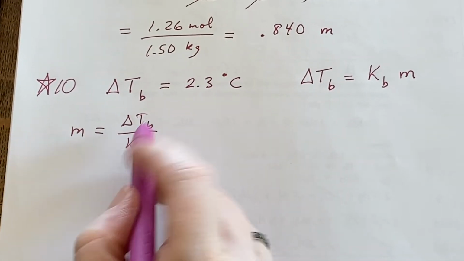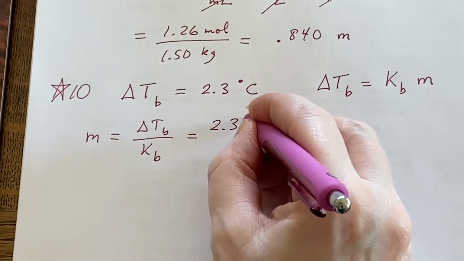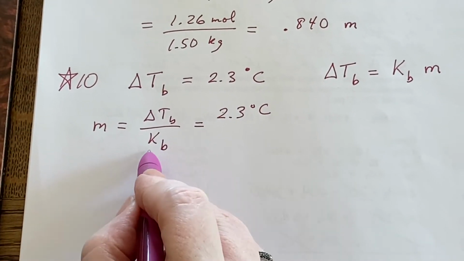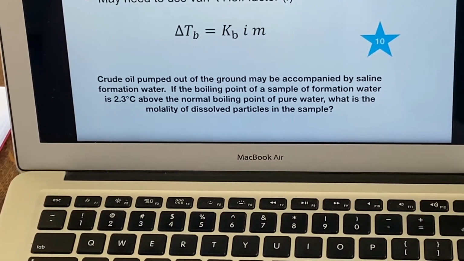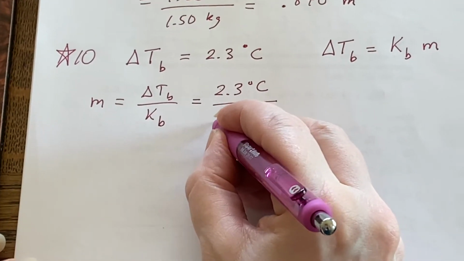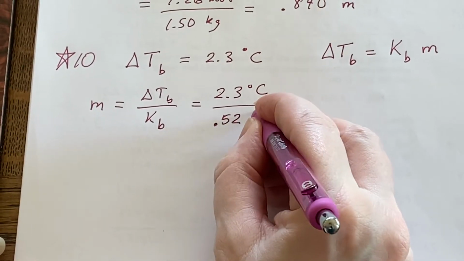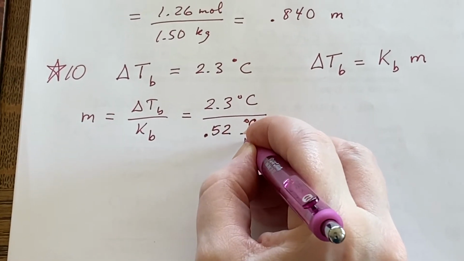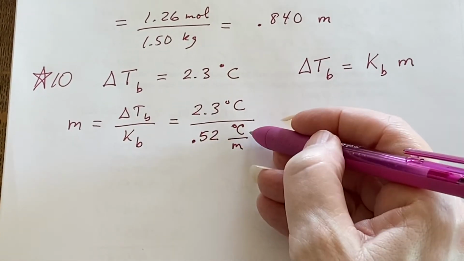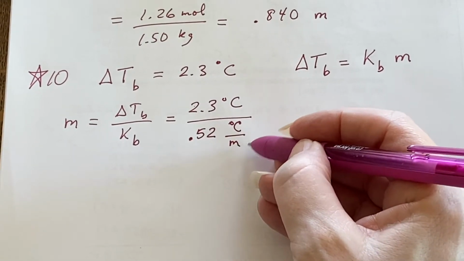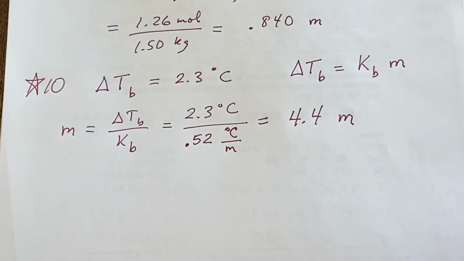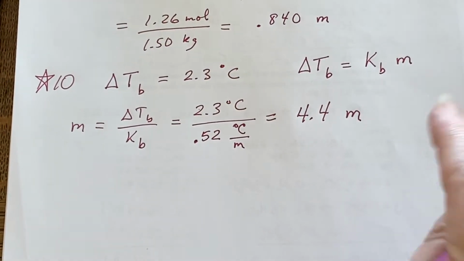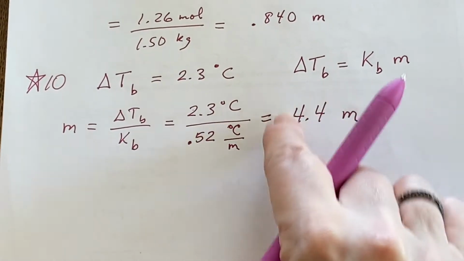I already know this number, 2.3 degrees Celsius, and I needed to have the K_B of water. So I can go look that up. That's a very common one to go find. And what K_B is for water is 0.52 degrees Celsius per molal. You can see the degrees Celsius are going to cancel, and the molality is going to get popped up to the top. I get 4.4 molal. I still don't know what they're made out of, but I do know the grand total is this molality.